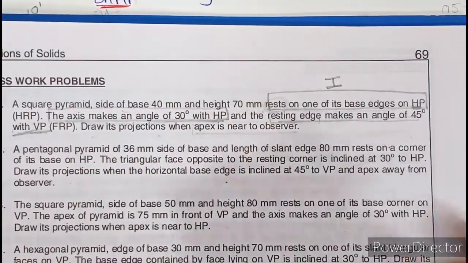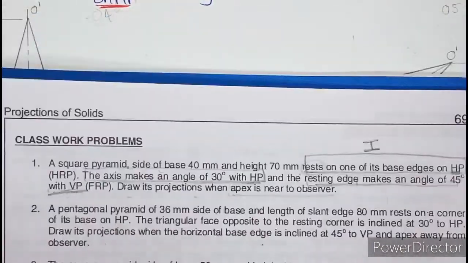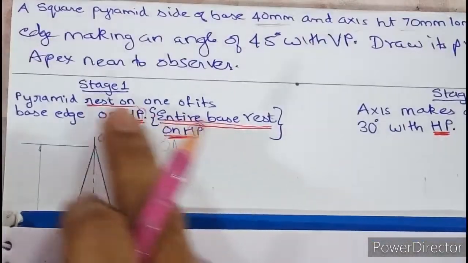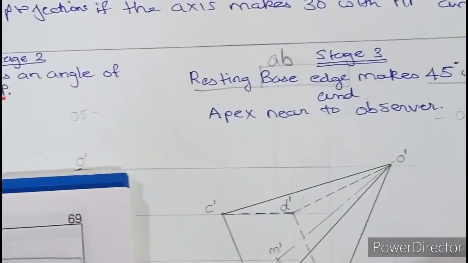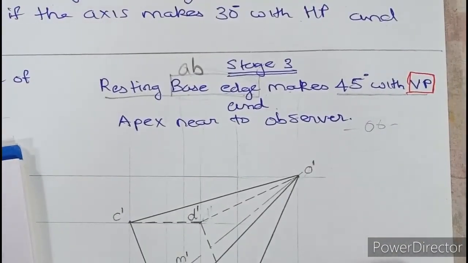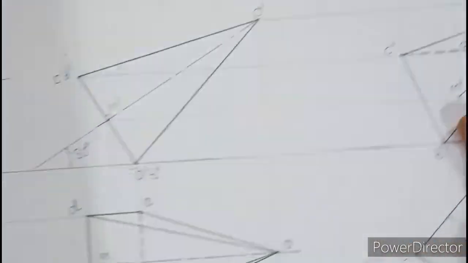Okay, so that is how we have broken up this question into 3 stages. First, rest on HP. Second, axis makes an angle with HP. And last, resting base edge makes 45 with VP and apex near to observer. And we have solved the entire part.